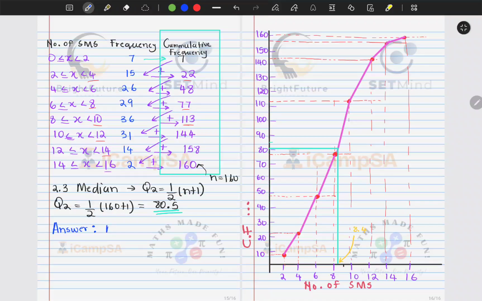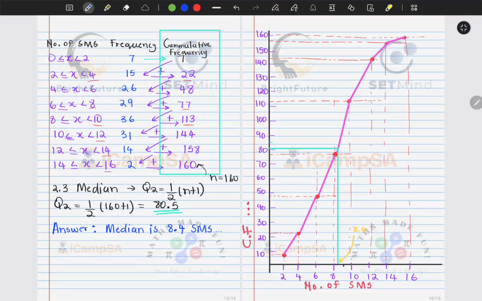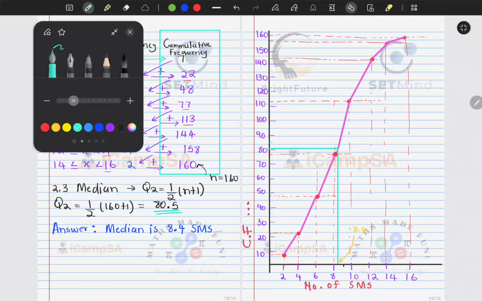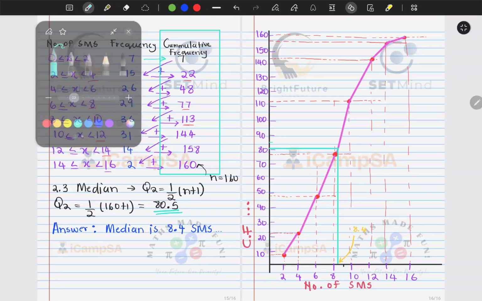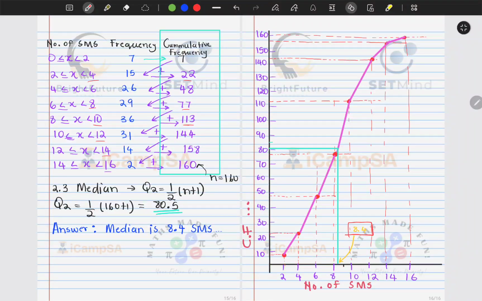Our answer is that our median is maybe 8 point, maybe even 0.3. Okay. So I can say 8.4 SMSs. Okay. So that is how they expect you to be able to use your Ogive curve to be able to figure out what is happening there. Okay. So that is what you were expected to do, guys. Hope it does make sense.